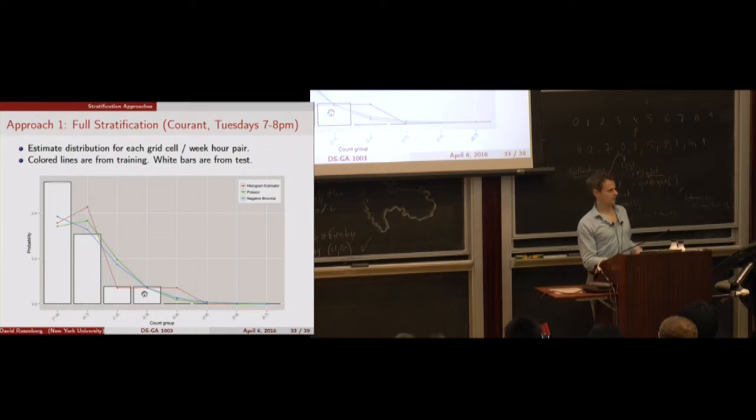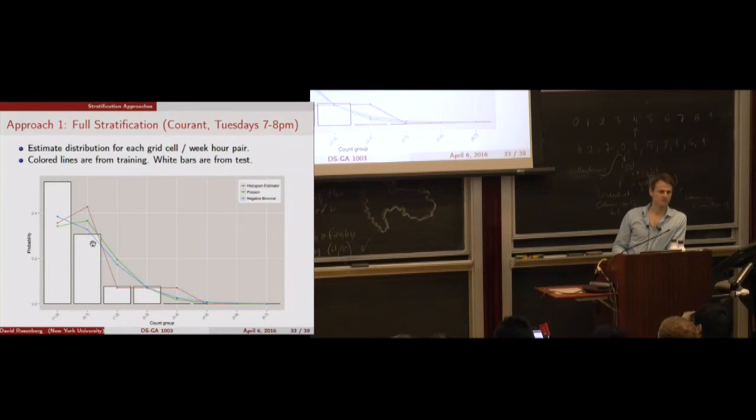So we had a similar table from the training set. And we fit those with 3 different models: Poisson, negative binomial, and histogram estimator, which just does counts. And so you can see the various fits.